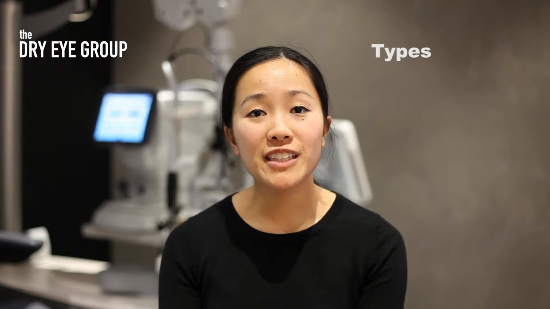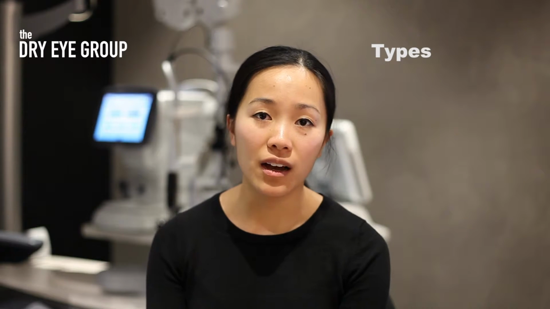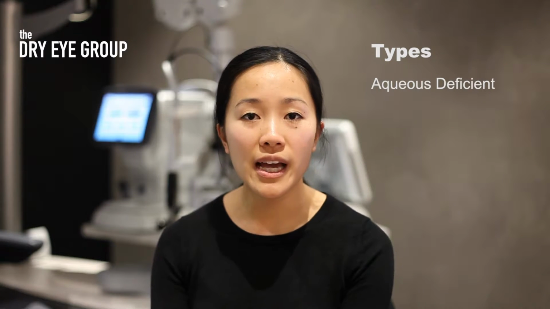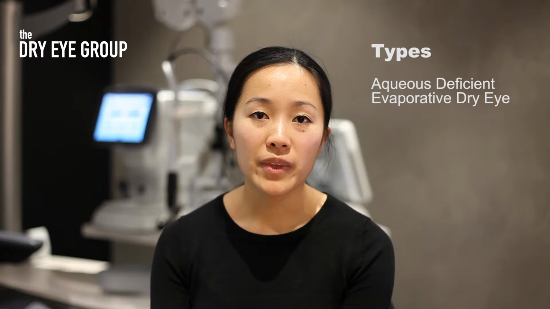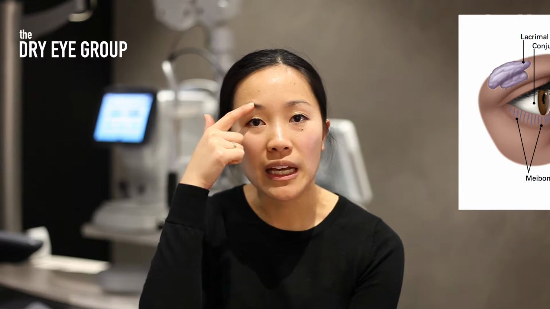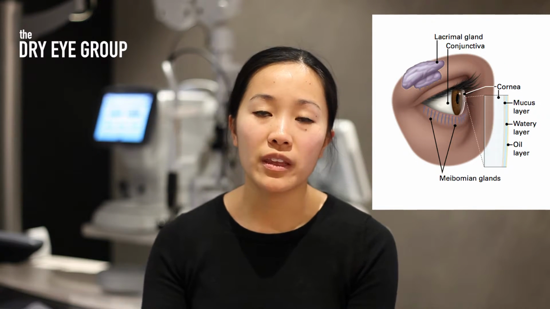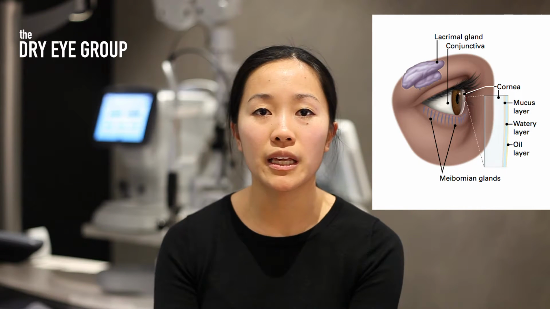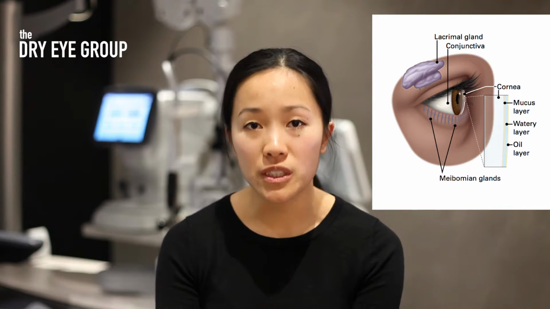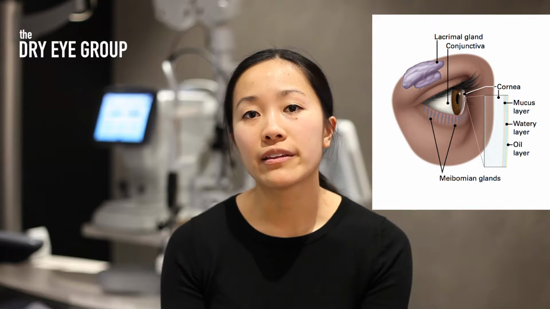So the two main types of dry eye disease are aqueous deficient dry eye and evaporative dry eye. So with the aqueous part of the tears, we usually think of that as the watery part of the tears, and that's always being produced by your lacrimal gland, which essentially sits up here near your eyebrow. Now, if there's any issues with the production of aqueous, then you're obviously not going to have enough moisture on the front surface of the eye, and that can lead to your dry eye symptoms.